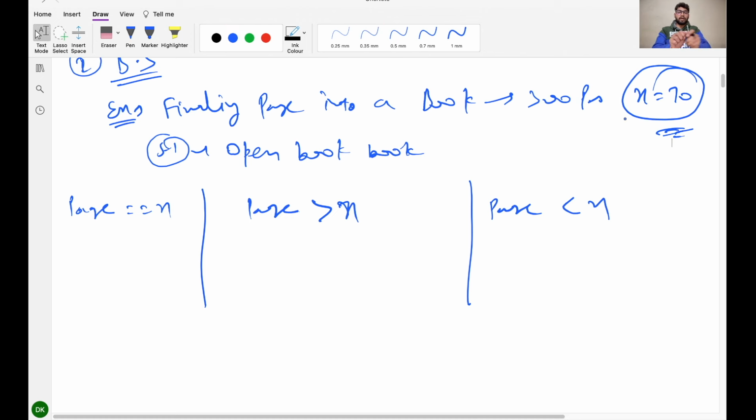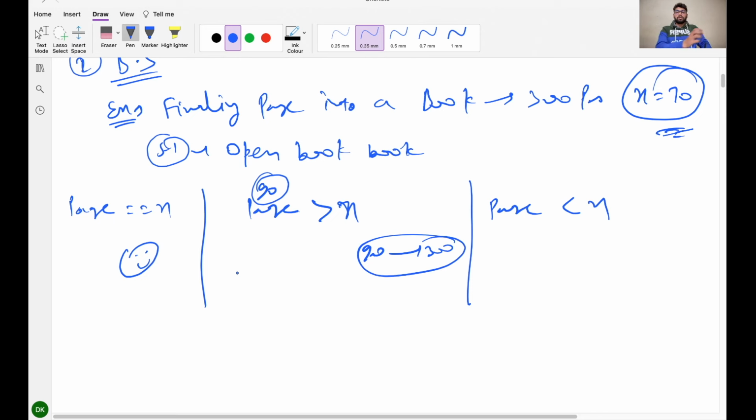So if I open the book and find page number 70, then I am able to find this page, so I am happy over here. And if the page is greater than 70, that means my page 70 is on the left. Let's say I open page number 90. So I can easily say that my right side would be 90 to 300. So I just ignore the right side of the book and navigate myself to the left side of the book.